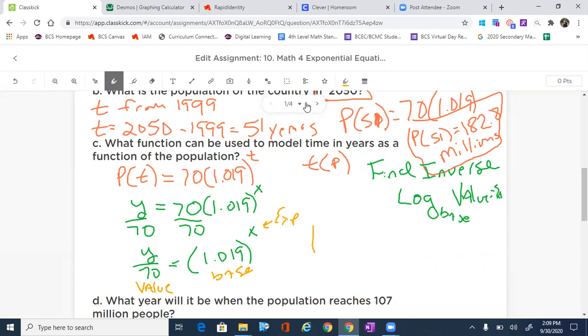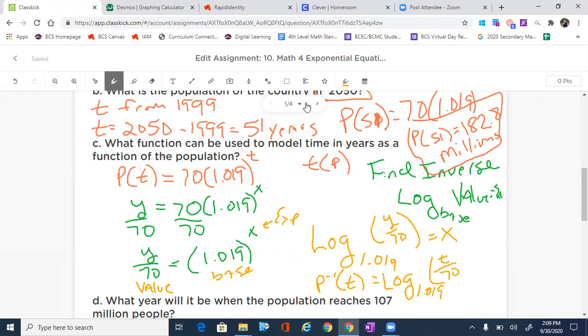I'm going to write that right over here. I'm going to say log base 1.019 of y over 70 equals x. Now, the one thing we have to remember is we switched our x and our y's. So our function really is P inverse of t equals log base 1.019, and then we have t over 70.